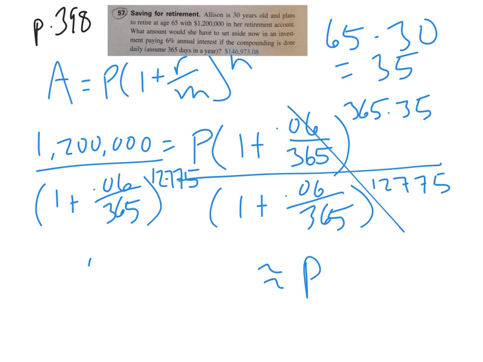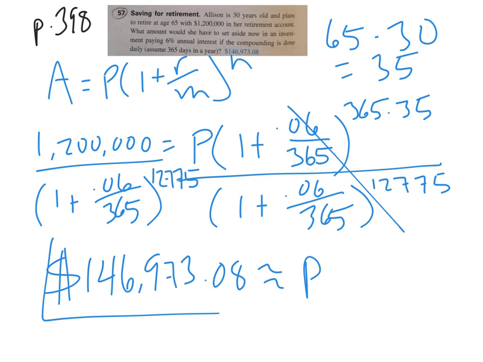146,973, round to the nearest cent, it would be 8 cents. So that is the amount of money that she needs to invest now if she wants to retire in 35 years with $1,200,000 if she gets a retirement interest of 6% and the compounding is done daily.